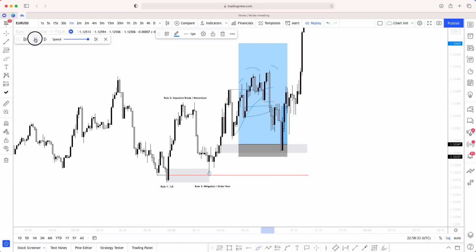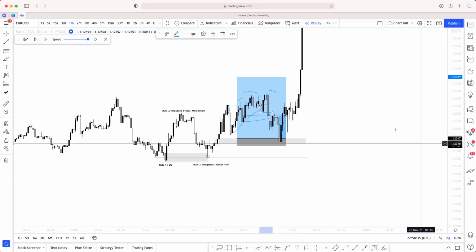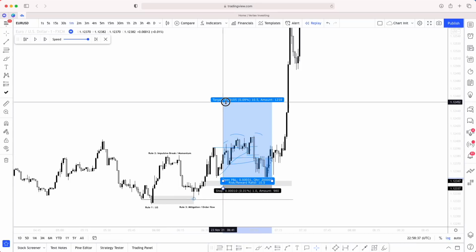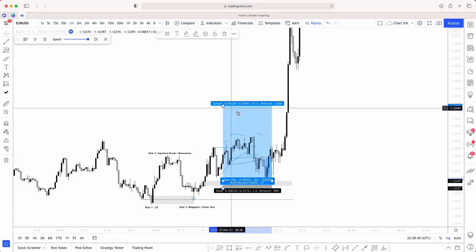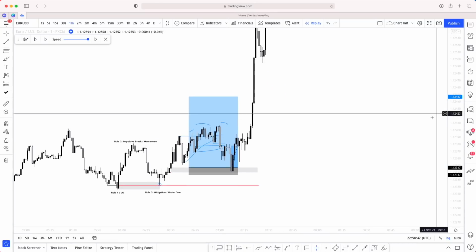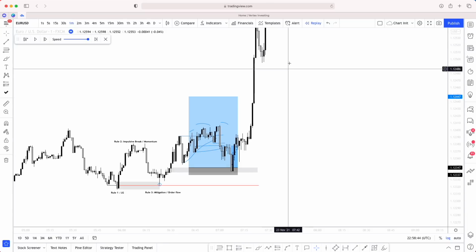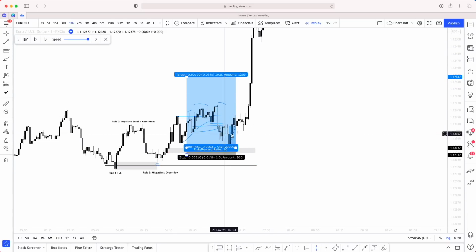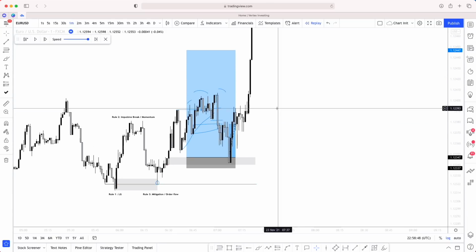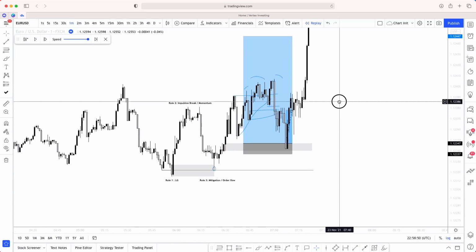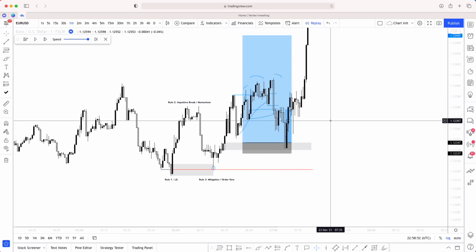Yeah, perfect. So it reacts perfectly, and you get your 1 to 10. Yeah, you get your 1 to 10, and then you can continue. Now bear in mind, this is going into Frankfurt and going into London, so I don't know how far the move will last, but this is just an example. And as I said, you can use this on any time frame that you want.